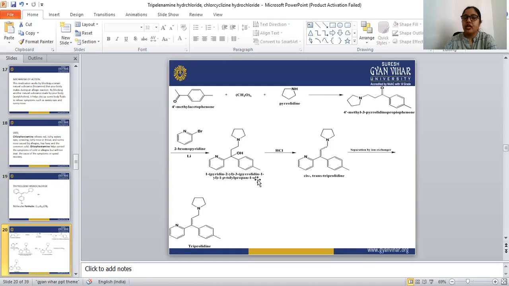After getting this product, it has to be reacted with hydrochloric acid. Then we get cis-trans triprolidine. After that we have to do the separation by the ion exchanger, and we get our triprolidine product. So this is the way we have to synthesize our triprolidine product.